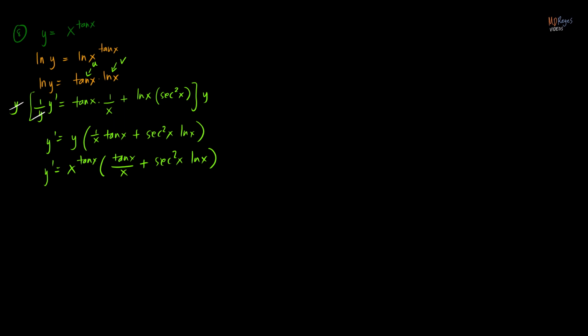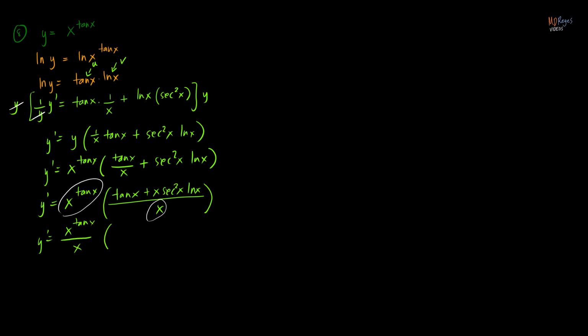You can take the LCD inside the grouping symbol, and the LCD is x. So that's x raised to tangent of x, y prime on the left side, taking the LCD, which is x. So we'll have in the numerator tangent of x plus x secant squared x ln of x. Now we can divide x raised to tangent of x by x raised to 1. Okay, so we'll have y prime equals x raised to tangent of x over x multiplied by tangent of x plus x secant squared x times ln of x.